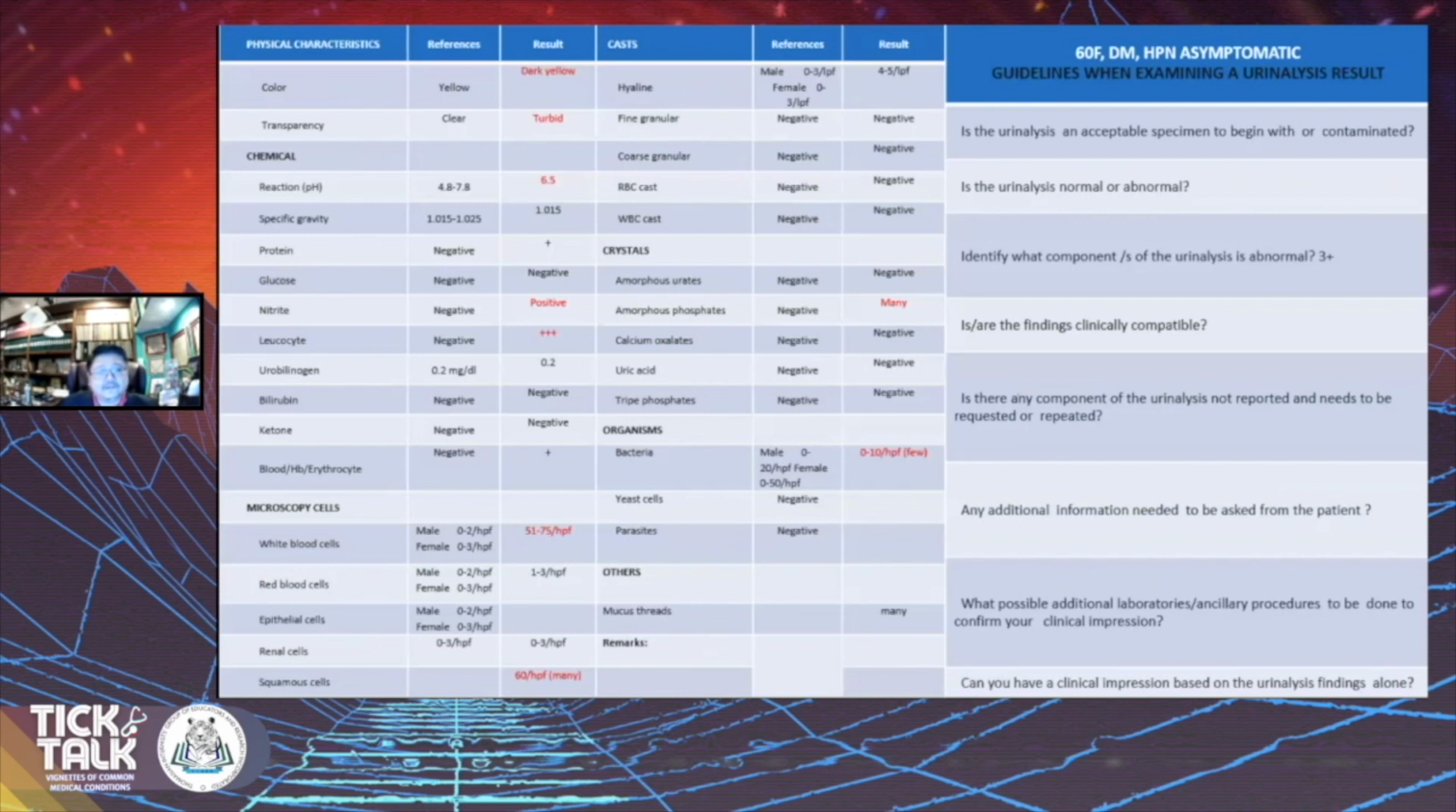First, is the urinalysis an acceptable specimen to begin with? Is the urinalysis normal or abnormal? Identify what components of the urinalysis are abnormal. Are these findings clinically compatible? Is there any component of the urinalysis not reported that needs to be reported, requested or repeated? Any additional information needed to be asked from the patient? What possible additional labs to be done to confirm the impression? And what is your clinical impression based on the urinalysis alone?